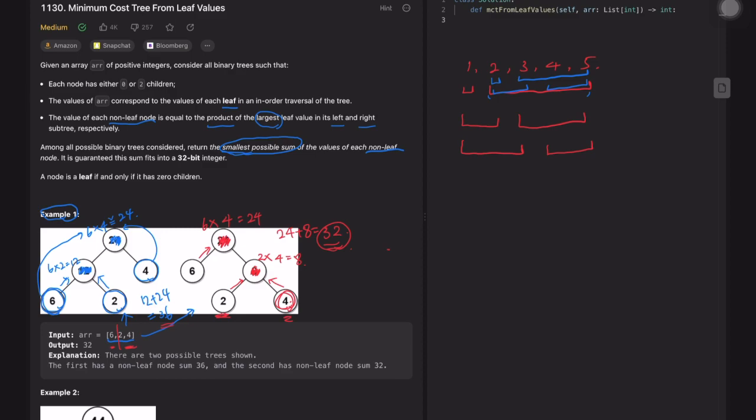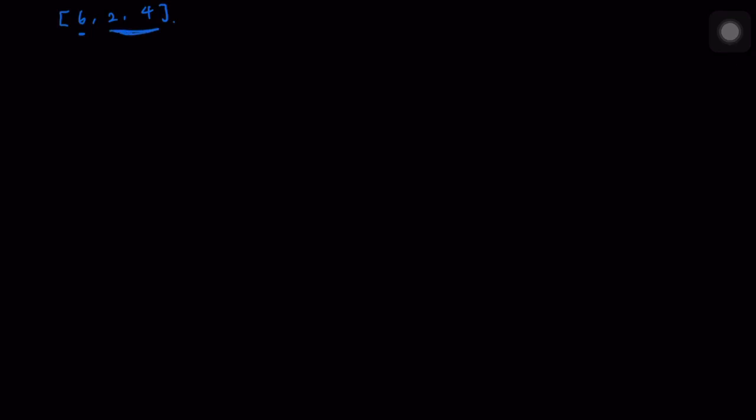So how do we calculate it? The brute force way is to build all the possible trees from the array, and then find out the minimum sum value. So let's build a tree from example 1. So now we have the array 6, 2, and 4. The first thing is we can split the array so that we have 6 as the left subtree and 2 and 4 as the right subtree.